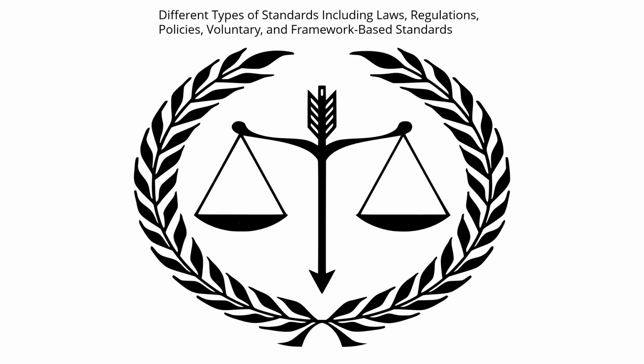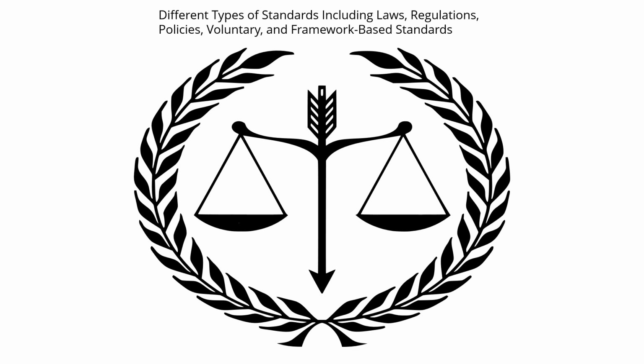ASB must comply with various cybersecurity and financial industry standards, including laws, regulations, policies, voluntary guidelines, and framework-based standards. Legal and regulatory requirements such as the GLBA and the CCPA mandate data protection and consumer privacy compliance. The PCI DSS ensures secure handling of credit card transactions, while the Federal Financial Institution Examination Council provides banking cybersecurity guidelines. ASB also follows internal security policies enforcing access controls, encryption, and multi-factor authentication.